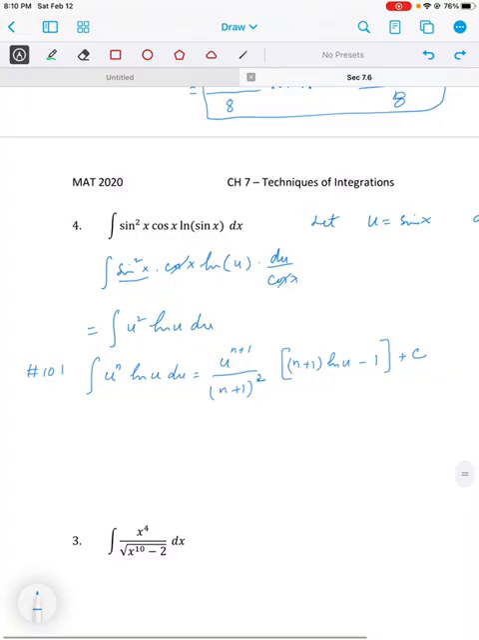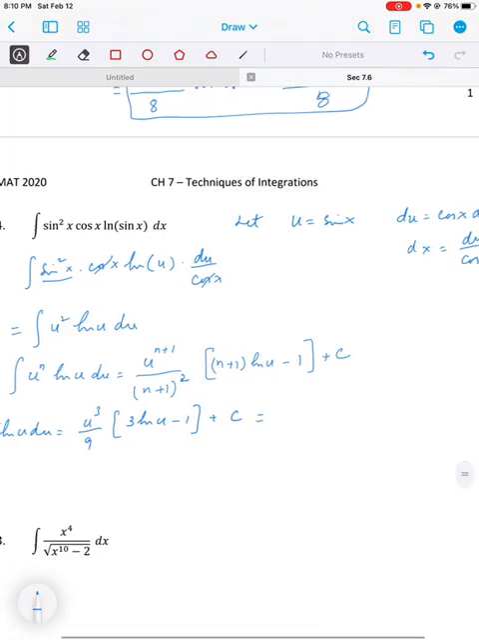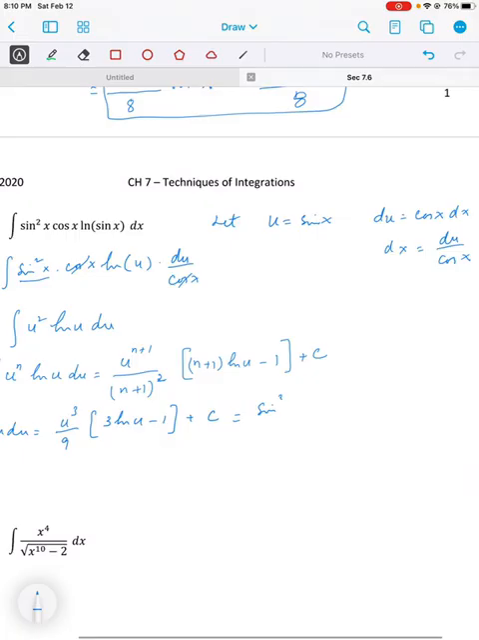So in our case, our n is 2, so we have u square ln of u du. So it will give us u to the third over 3 squared, which is 9, times 3 ln of u minus 1 plus c. And now go back, replace the u by sine x. So we get sine cube x over 9 times 3 ln of sine x minus 1.